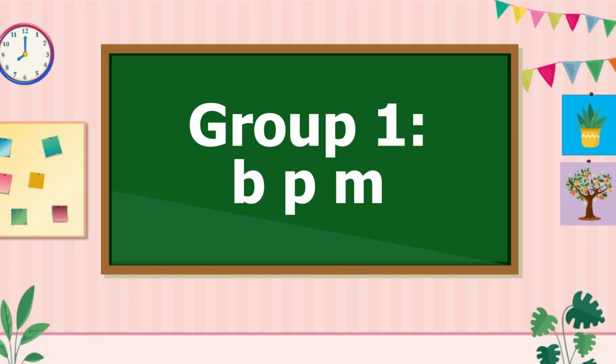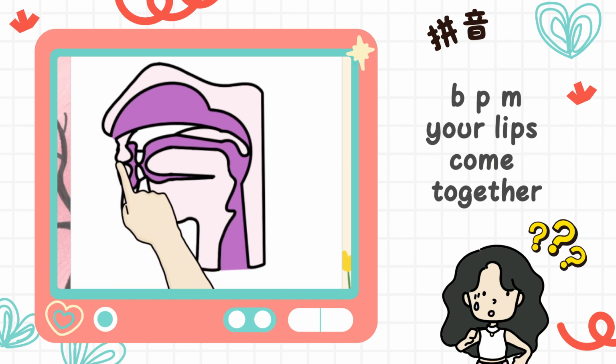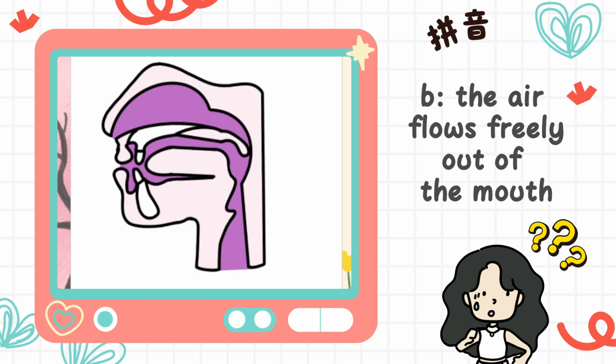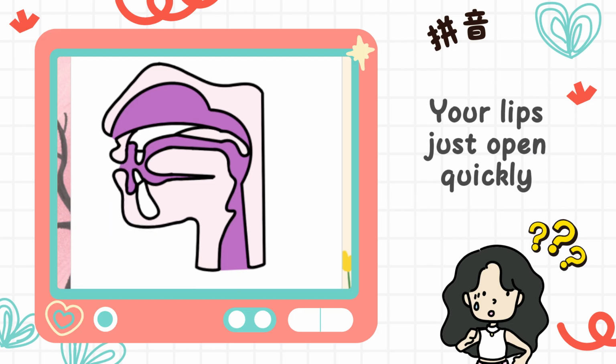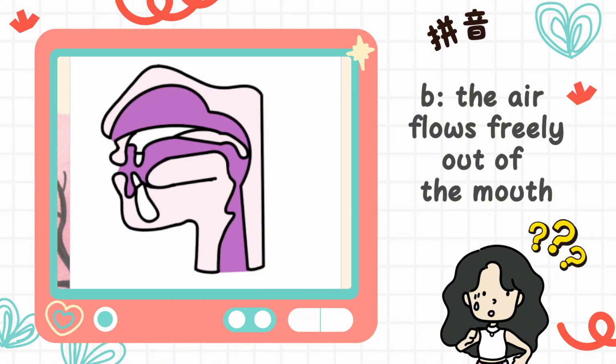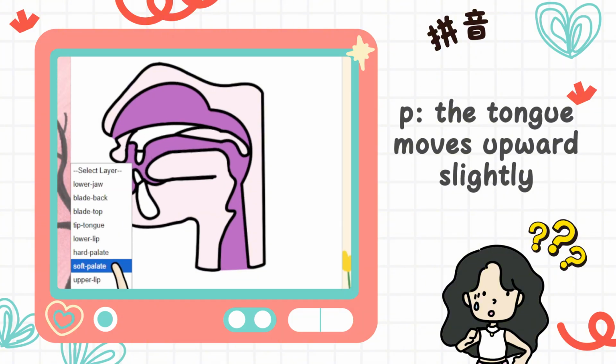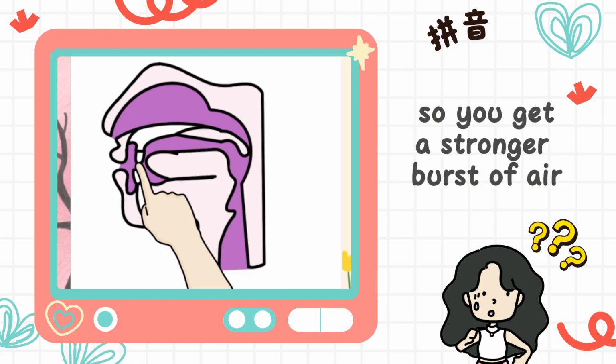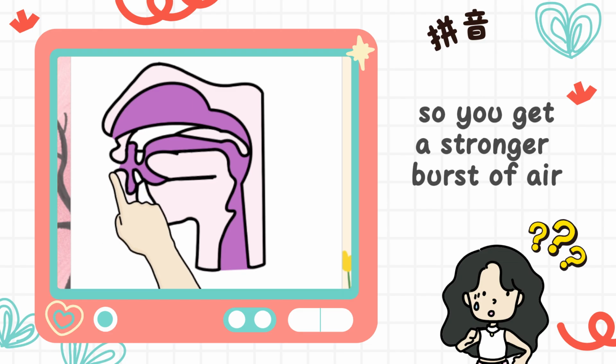Our first group is b, p, m. The 3 sounds all start from the same position. Your lips come together. b. The air flows freely out of the mouth. Your lips just open quickly, and the tongue stays relaxed. b. The tongue moves upward slightly, close to the upper teeth, so you get a stronger burst of air.